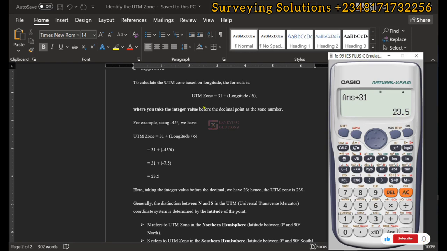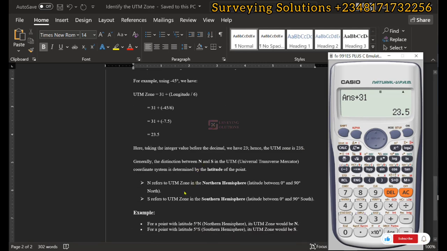So according to the logic behind the second formula, your UTM zone is the integer value before the decimal point. So the UTM zone is 23, right? Good. So we are not rounding up and we are not rounding down. We are just taking the whole number, which is 23. Hence, the UTM zone is 23 degrees south. It is still south because our latitude is negative.